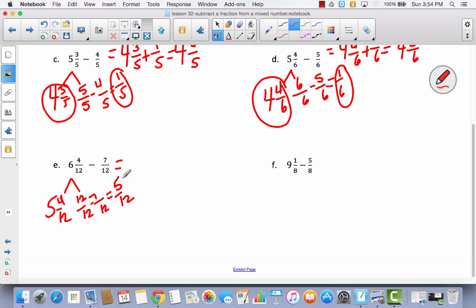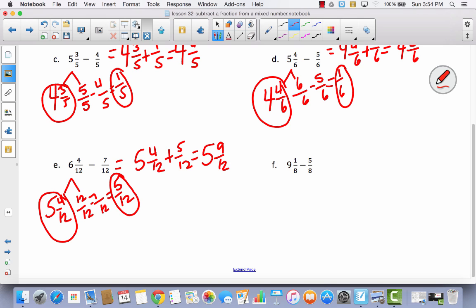Now, to find the answer, I have to take what's on this part of the number bond and put it back on this part of the number bond, and the total will give me the answer. So 5 4/12 plus 5/12 equals 5 9/12.